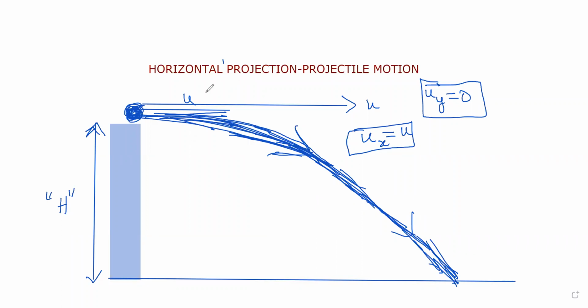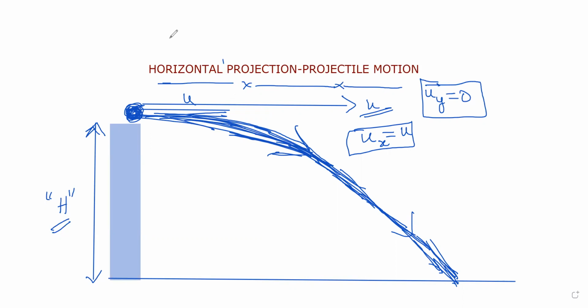The video is about the horizontal projection of a projectile. This is a very simple task, the simplest projectile motion as far as I know. From the top of a tower of height h, a projectile is thrown with velocity u horizontally. This is the condition which is given, and now you have to calculate what we need.